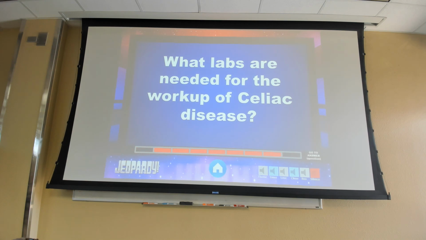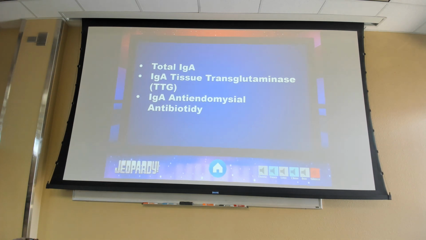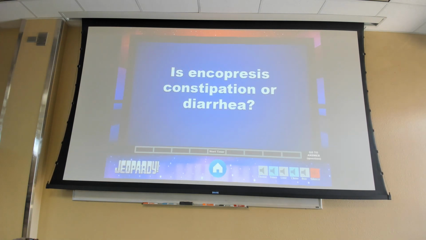What do you do for a workup of celiac? Total IgA. And then what are your antibodies? TTG, which stands for what? Tissue transglutaminase. And what's the other one? Anti-endomysial. Yes. Good. Encopresis. Is it constipation or diarrhea? Constipation.